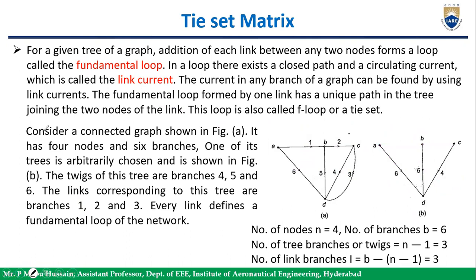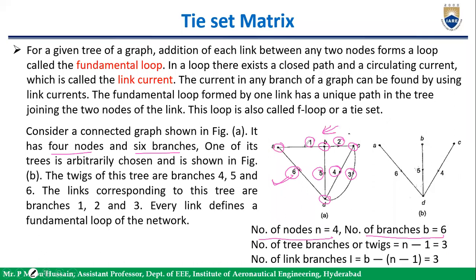Now consider a graph which is connected, which is this one, and this graph has 4 nodes and 6 branches. Nodes are represented with A, B, C, and D, and branches are represented with numbers 1, 2, 3, 4, 5, and 6. So in this graph the total number of nodes is 4 and the total number of branches is 6. Now from this graph you have to select one tree.